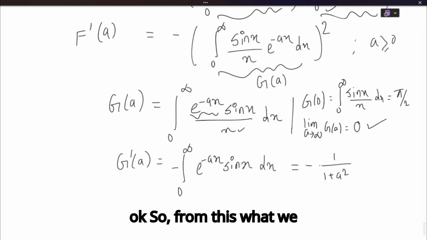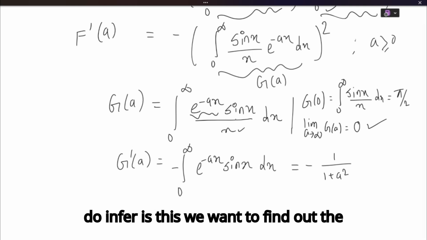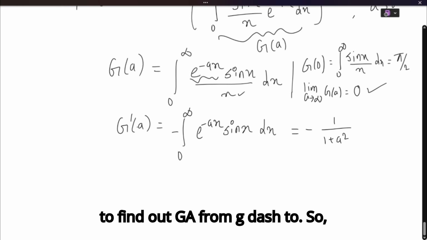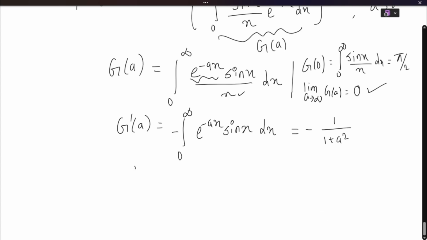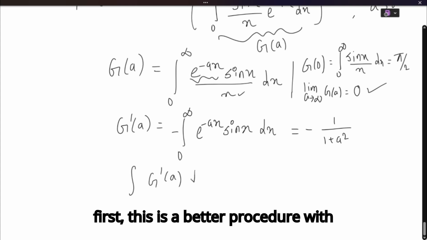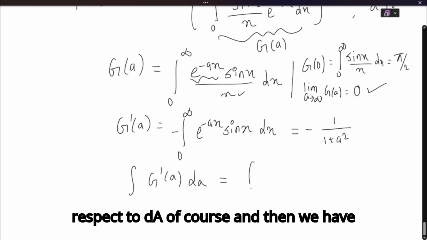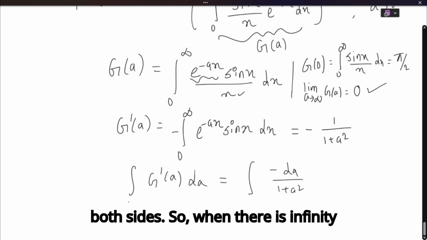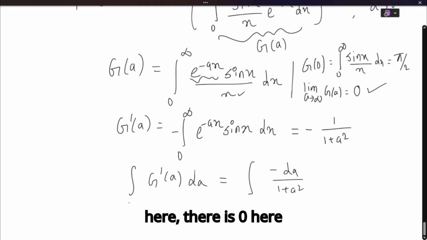Okay, so from this, what we infer is this: we want to find out the limits of integration when we are trying to find out g of a from g dash. So let's write down this first. This is a better procedure with respect to da, of course. And then we have minus da upon 1 plus a square. We're integrating both sides. So when there is infinity here, there is 0 here, right?